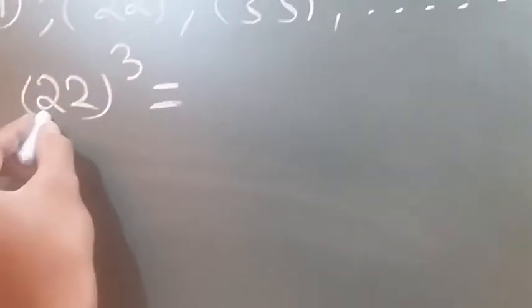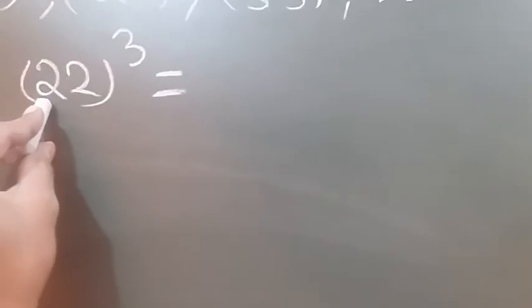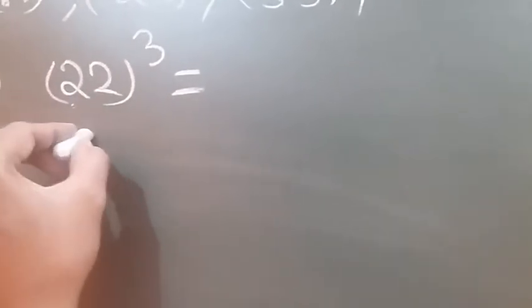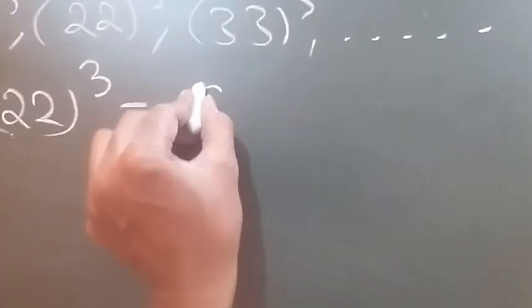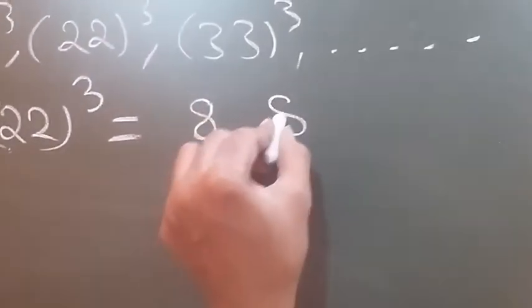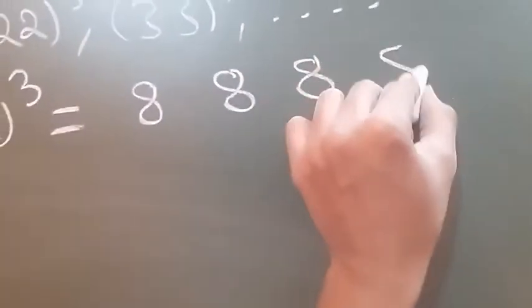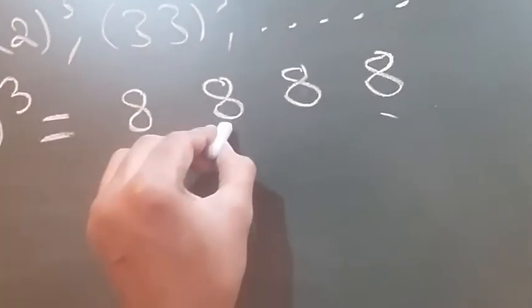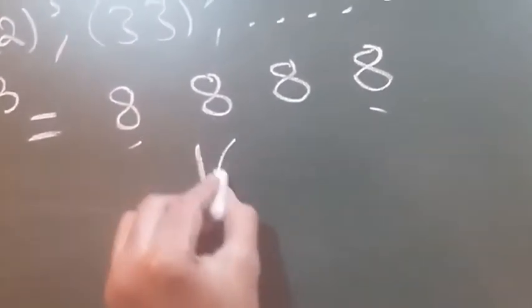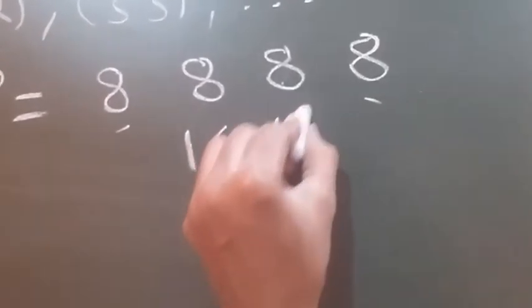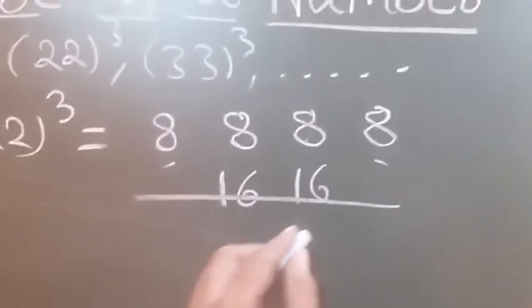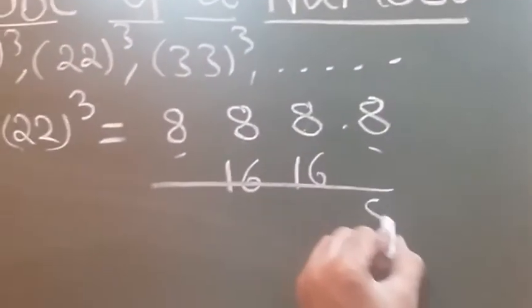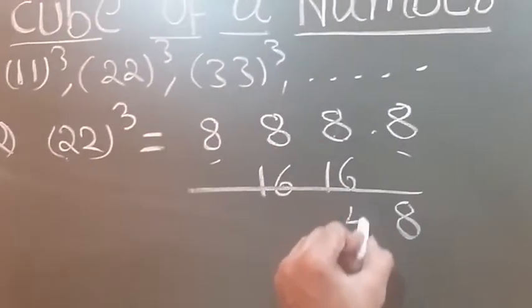First step of this method is cube the digit 2. 2 2s are 4, 4 2s are 8. Now keep 8 four times. Now forget about the first and last digit. Double the digits in the middle. 8 plus 8, 16. Now add these two. 8 plus 6, 14.